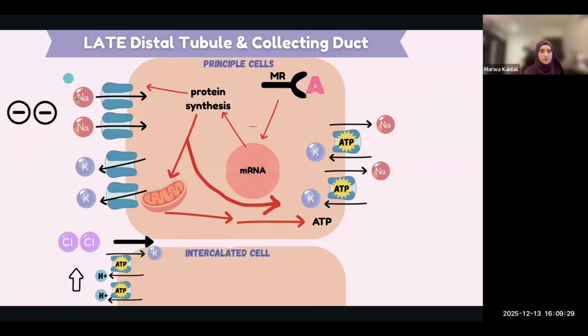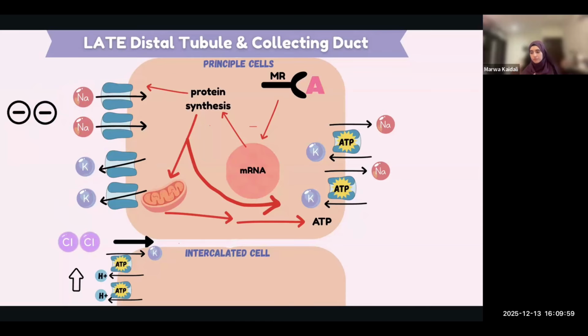And as we said earlier, when sodium gets reabsorbed, it's going to create a negative voltage in the lumen. So what happens if we have more sodium reabsorbed? It's going to create an even greater negative voltage in the lumen. This great negative voltage is going to push even more chloride to be reabsorbed paracellularly. So essentially we're going to have increased sodium reabsorption, increased potassium secretion, and increased chloride reabsorption.